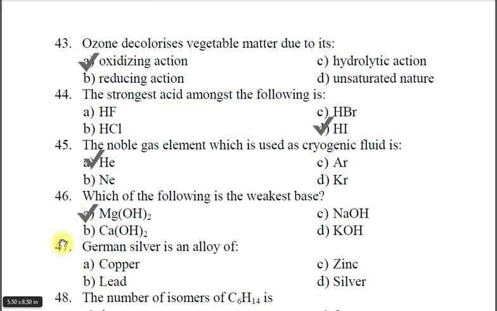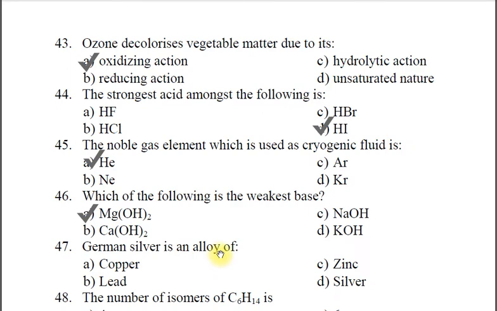Question number 47. Listen very carefully. Although this is a very simple question, there is a trick. There is an ambiguity with this question. So the question is, German silver is an alloy of A. copper, B. lead, C. zinc, D. silver. So the question is asking which of these constituents German silver contains.